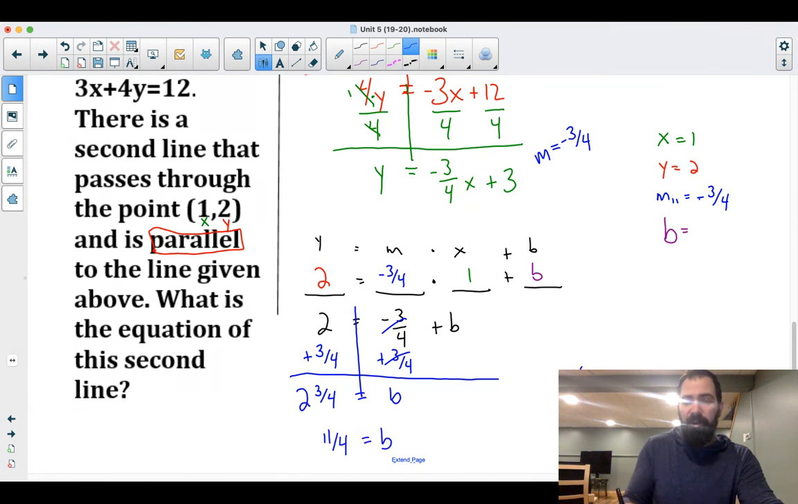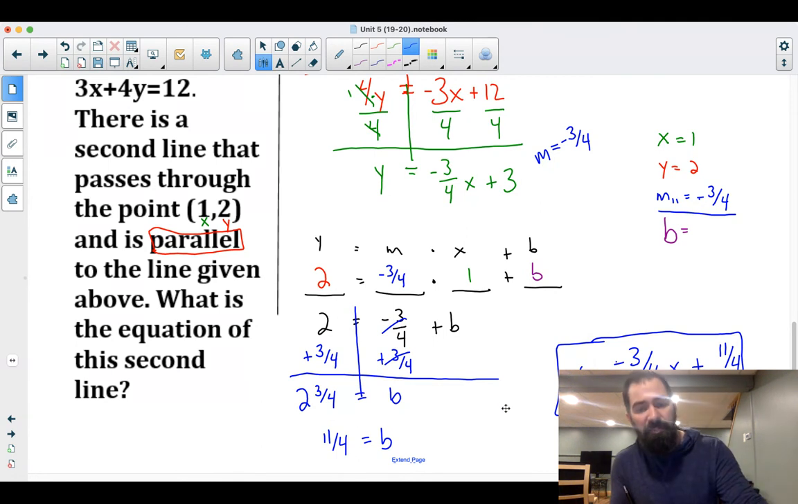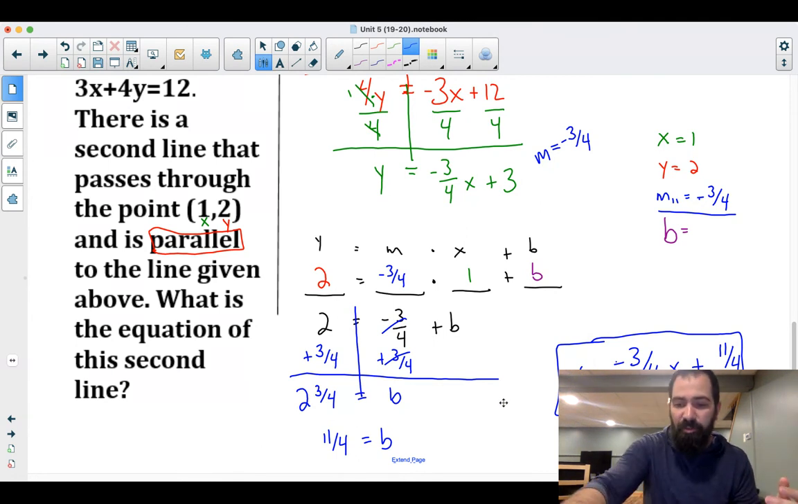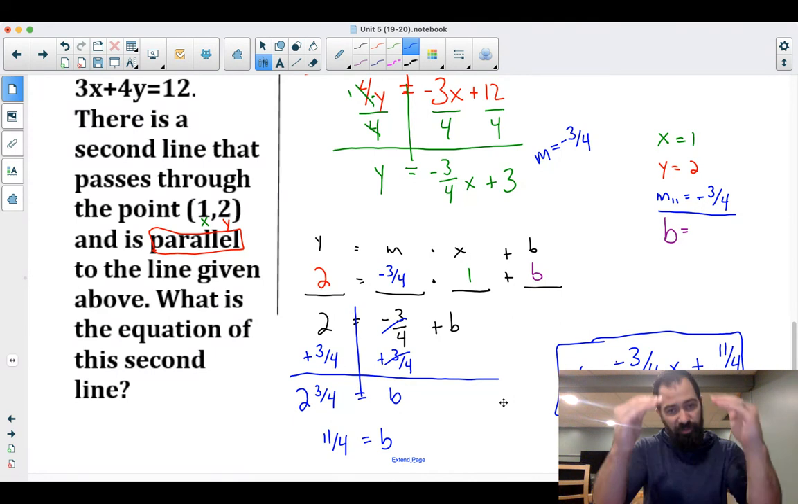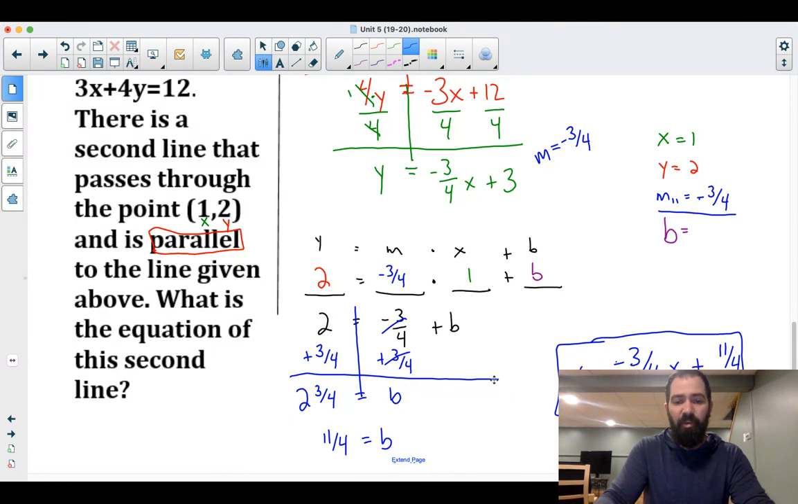So I'm going to rewrite my equation. Y equals my parallel slope, negative 3/4 x, plus my b, which we said is 11/4. And you are done. Okay. Again, for this whole concept here, we're not doing anything new, nothing you haven't seen before. We're just putting it in a specific order.